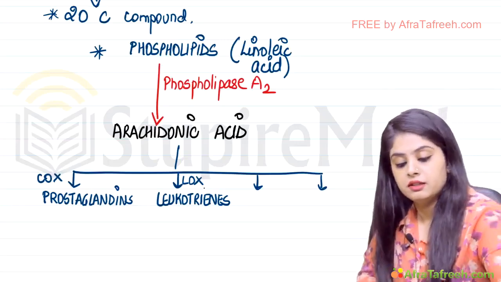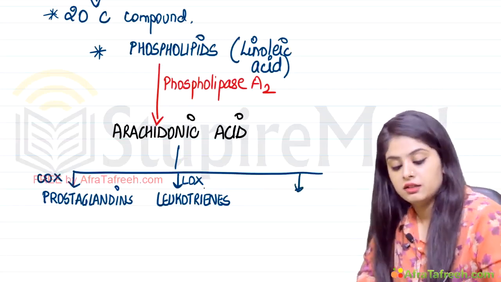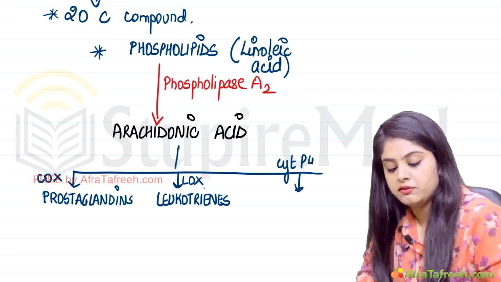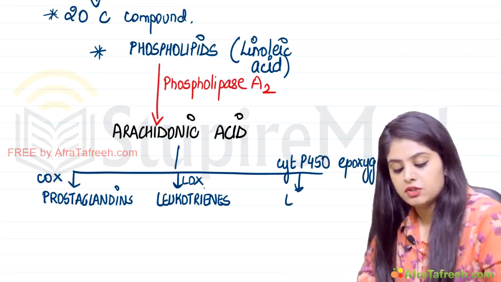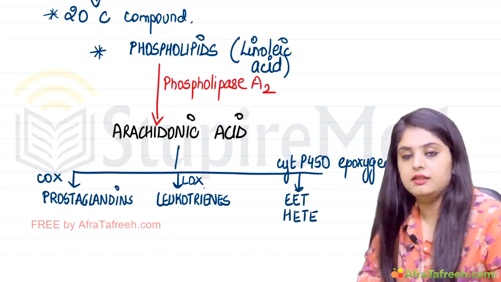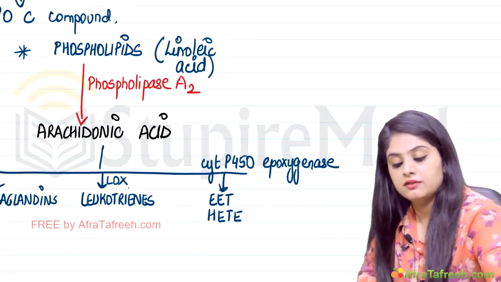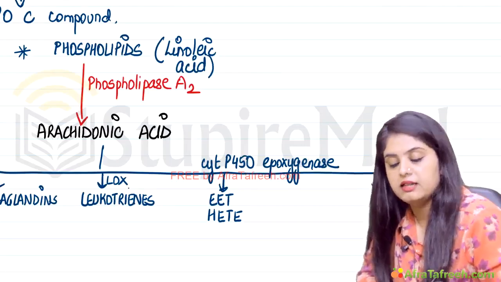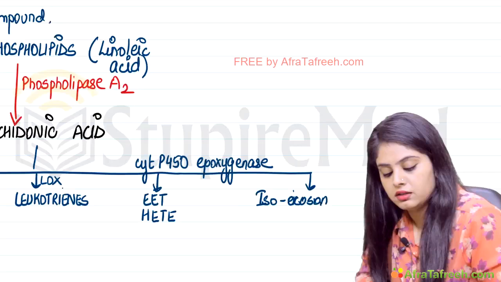The third pathway, it can also be acted upon by cytochrome P450 epoxygenase, resulting in formation of two molecules, that is EET and HETE. And lastly students, there is one last pathway that is very rarely covered, that is known as the isoeicosanoid pathway.